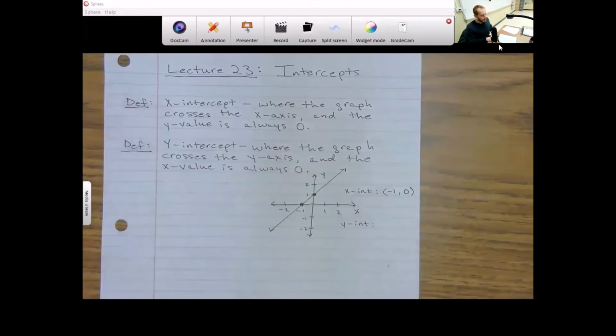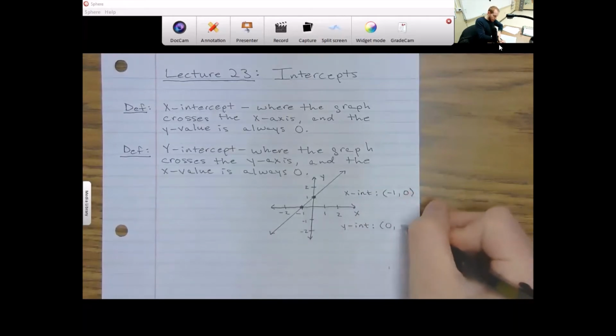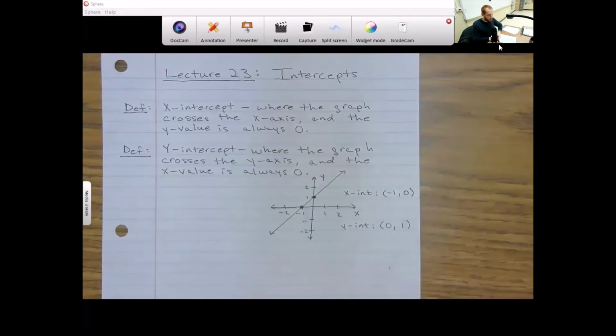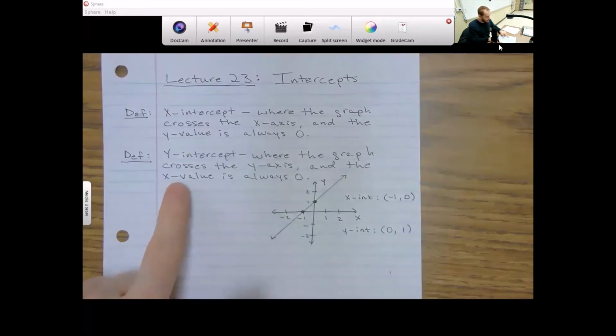Well, the graph is going to cross the y-axis where? At +1, okay? So it crosses the y-axis at +1 right here. So what that means is our y-intercept is going to be (0, 1). That's our y-intercept. And you're probably asking, why are we starting off with 0? It doesn't make any sense. Well, actually it does make sense, because notice the definition says the x value is always 0. That's why there's that 0 right there, okay?